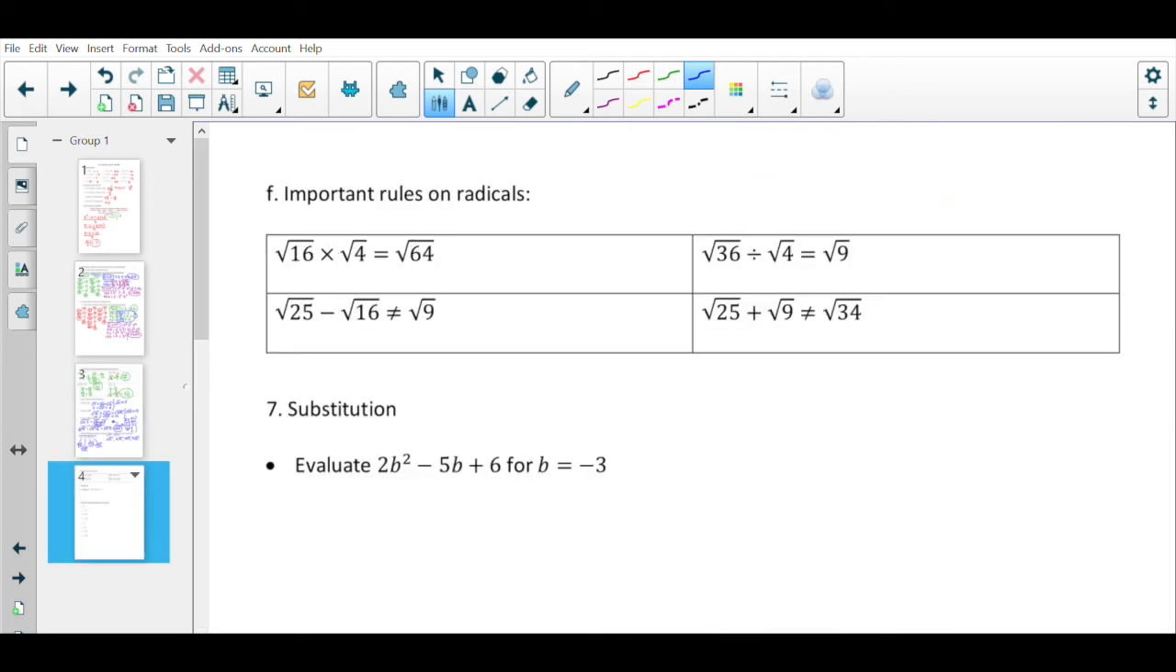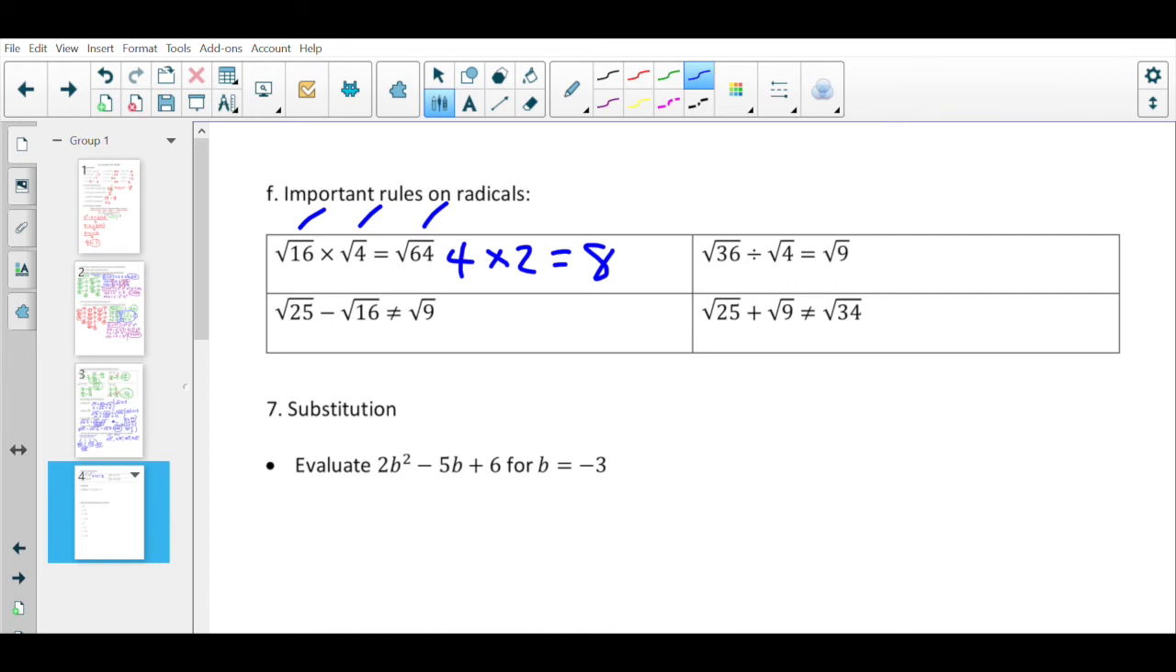Okay, moving on. Important rules on radicals. When you multiply them, you can multiply them together. So square root of 16 times square root of 4 equals square root of 64. You can also check it by saying 4 times 2, does that equal 8? Yes. So this is 4, this is 2, and this is 8, and it works out.